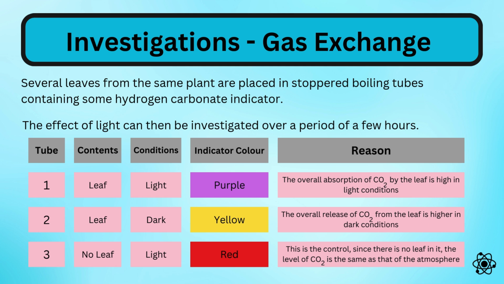So, when the leaf is exposed to light, the indicator turns purple, meaning the overall absorption of carbon dioxide by the leaf is high. Where the leaf is in dark conditions, the indicator turns yellow, meaning the overall release of carbon dioxide from the leaf is high. In the absence of a leaf, the indicator is red, meaning the carbon dioxide level is the same as that of the atmosphere.